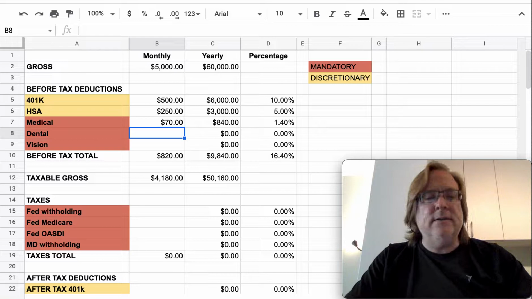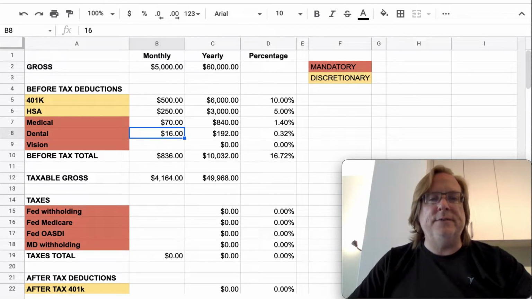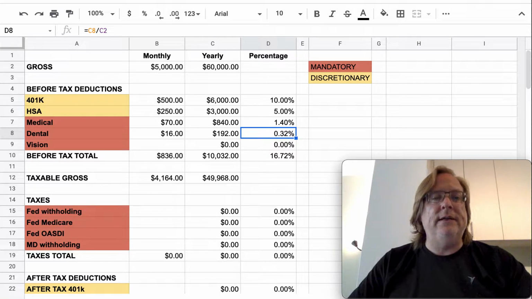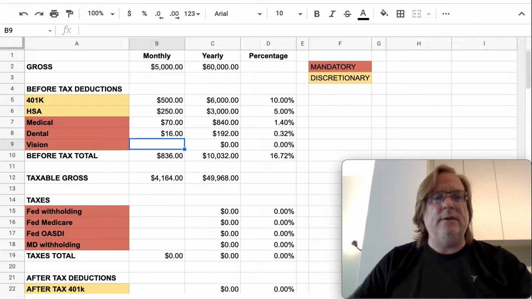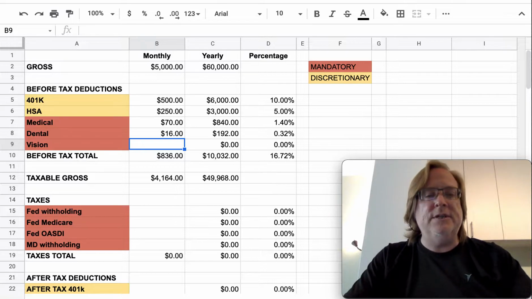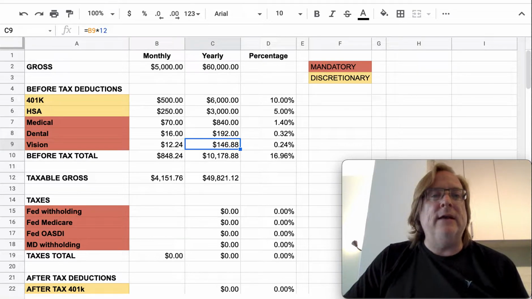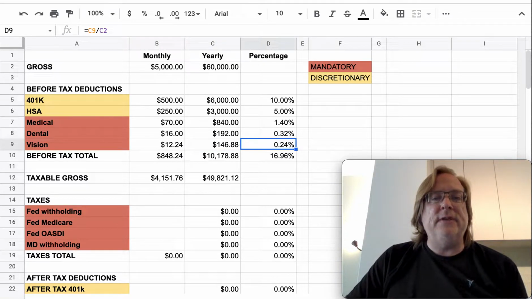And then here for dental, let's say it's $16 a month or so. Again, that's just times 12 to give you your yearly expense. And then C8, your yearly expense for dental divided by C2, your yearly gross income. Okay, so then for your vision coverage, let's say it's something like this. Again, for the yearly, it's just multiplied by 12. And then for the percentage against gross, it's just that cell C9 divided by C2, your yearly gross income.